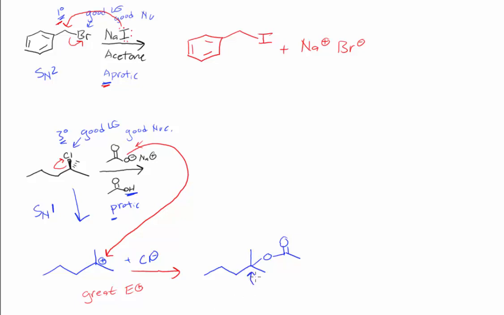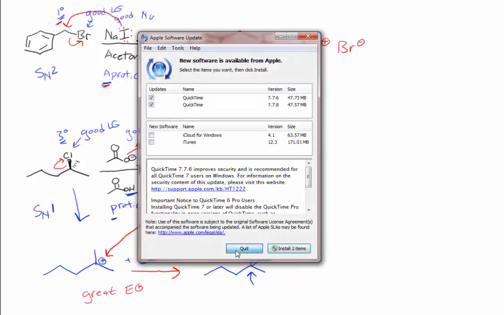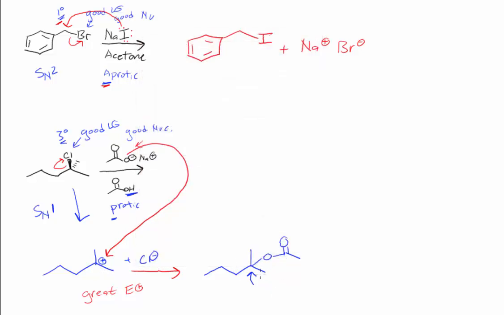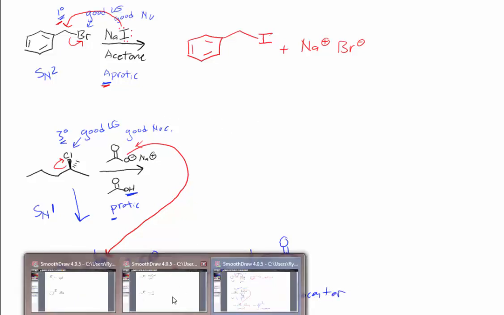This is not a stereocenter, so I don't need to specify R or S or plus minus. It's not a stereocenter, so attack on either side of this planar cation will give us the same structure. So this is not a stereocenter. Okay, moving on to another one here.